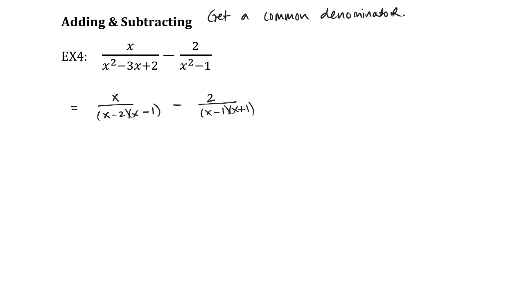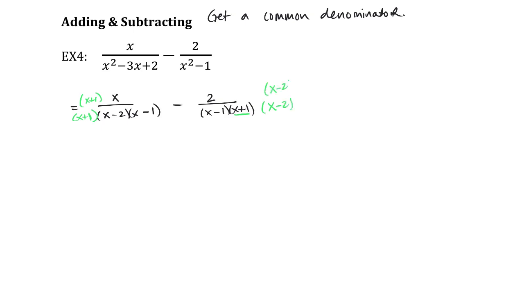All right, so both of them have an x minus 1, but this one has an x plus 1, so we need a common denominator. So we're going to give that first fraction an x plus 1, and we have an x minus 1 now. Yep, this one doesn't have an x minus 2.